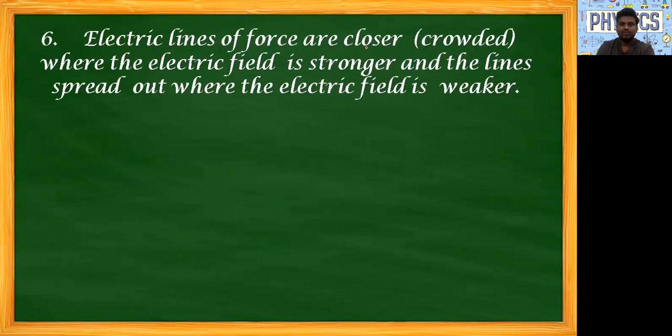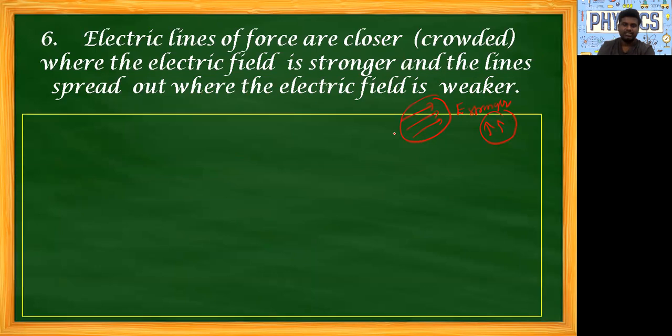Electric lines of force are closer. The electric lines of force are closer like this, like this. This is all our electric lines of force. Closer or crowded, where the electric field is stronger. If it is closer, our electric field is stronger. And the lines spread out where the electric field is weaker. If it is weaker, in simple words, we will get fewer electric field lines. Now we'll see that diagrammatically.